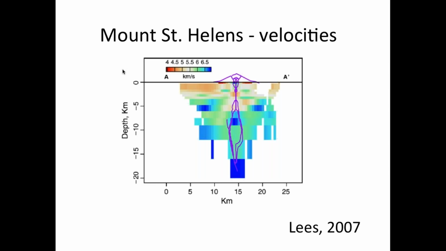So let's see. B-value anomalies have shown, there's about 15 or 20 of those. They typically show an anomaly at about 7 to 10 kilometers or so in the vicinity of a magma chamber. About a third of them show a shallower anomaly about 3 kilometers down, about the depth where low-frequency events begin.